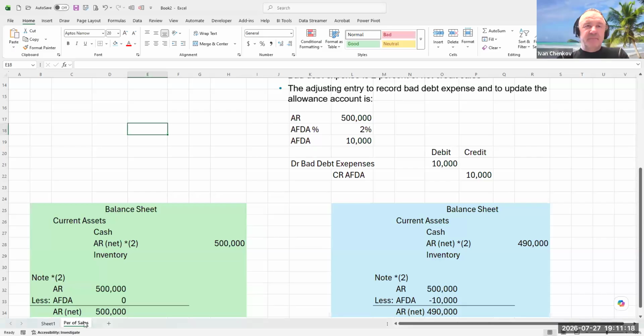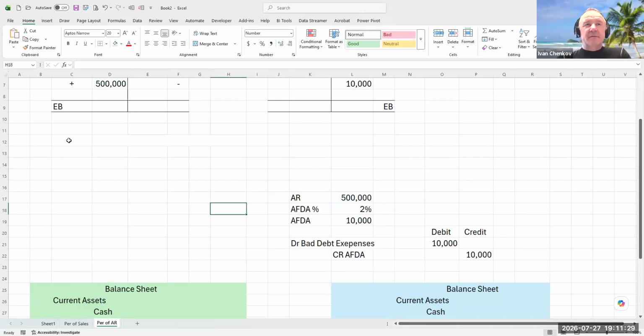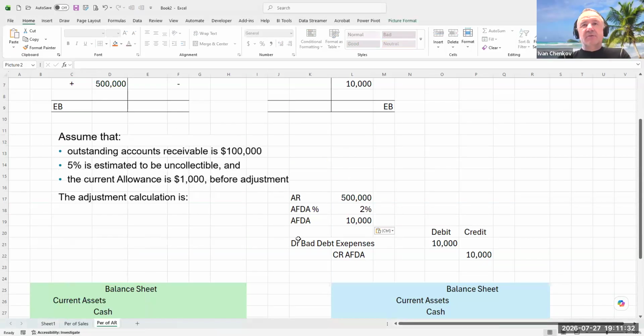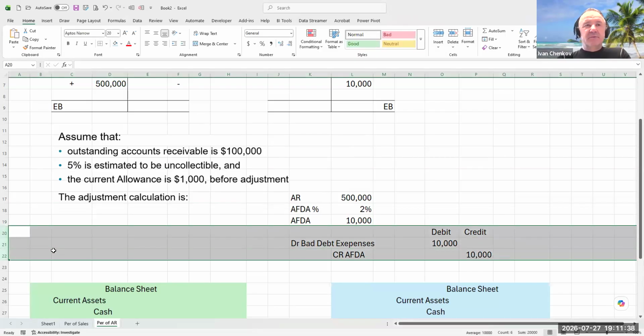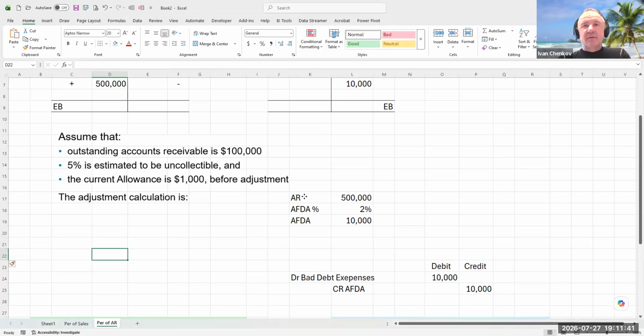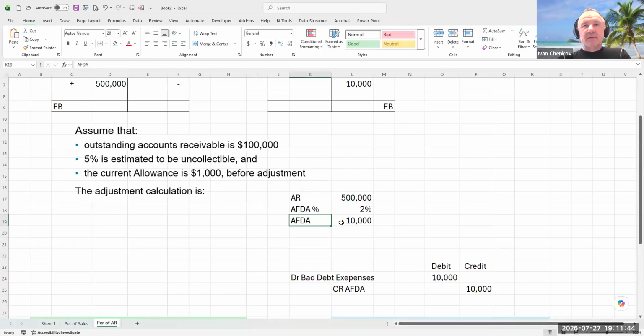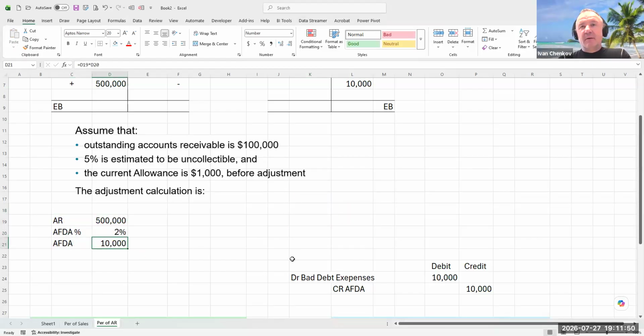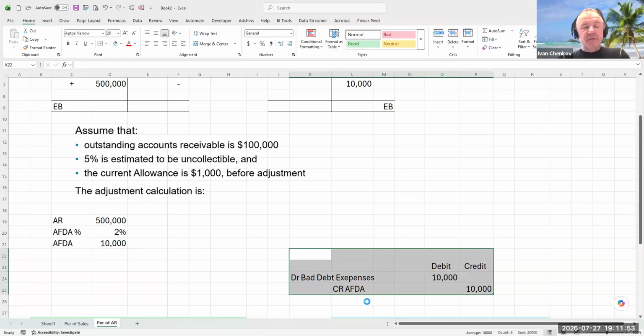Let's see how exactly this is going to work. I'm going to move here, and that will be percentage of accounts receivables here. So our information is, assume that the outstanding account, yes, this and this and this. So what we're gonna do is I'm gonna insert some rows here. Gonna grab this information and gonna move it right. And the same thing with the journal entry. I'm gonna grab this journal entry and I'm gonna move it.